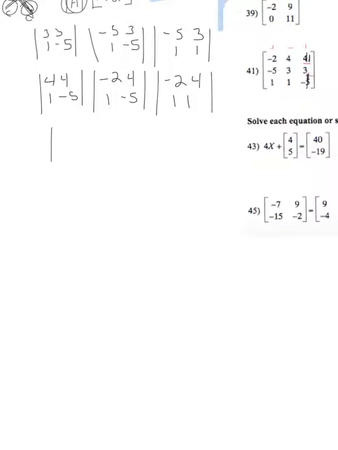And the last one down here, take out the 1. It's going to leave 4, 4, 3, 3. So taking out this 1 right there, it's going to leave negative 2, 4, negative 5, 3. And then the last one, taking out the negative 5, leaves negative 2, 4, negative 5, 3.